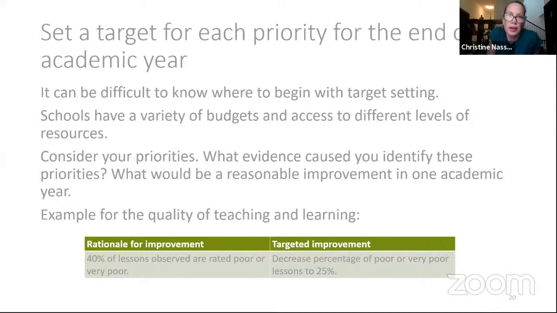So you all know SMART targets, right? Succinct, measurable, achievable, realistic, and time bound.